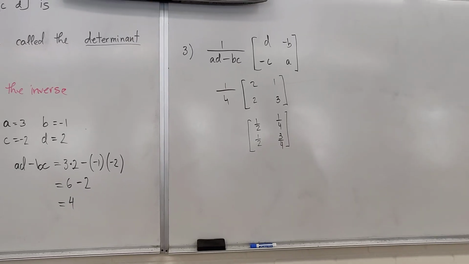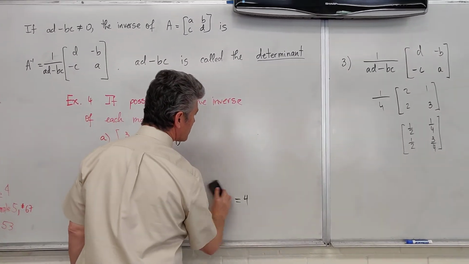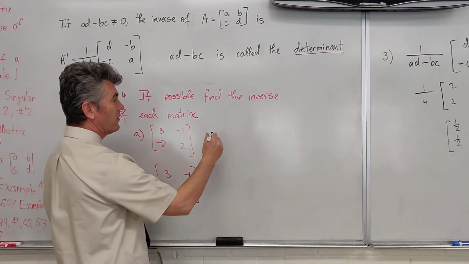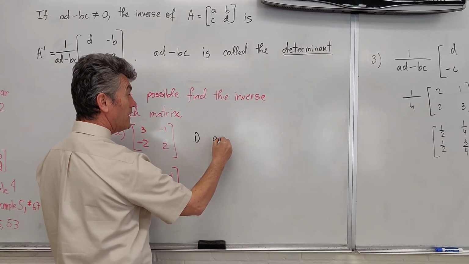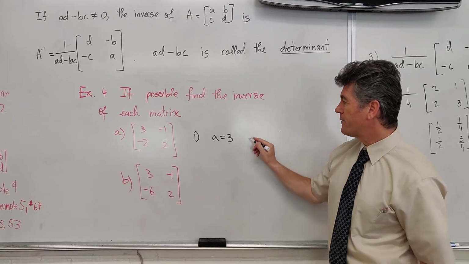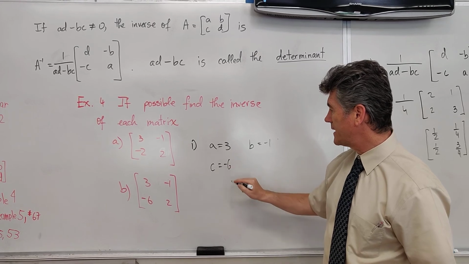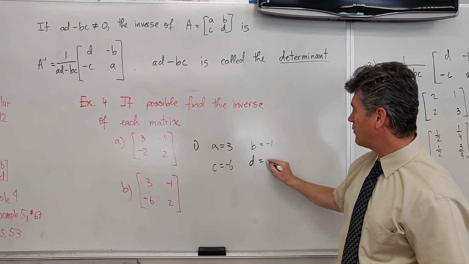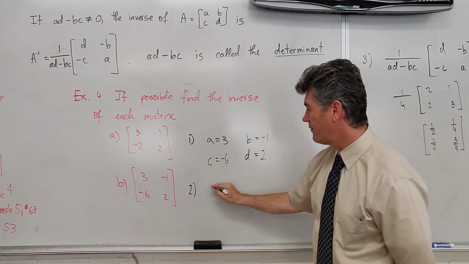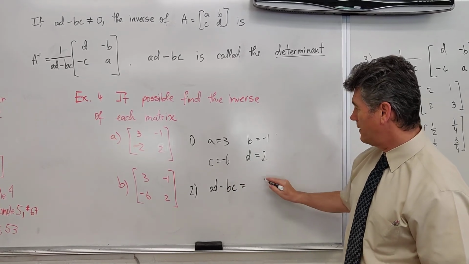Let's now do part B of this example. Same steps, believe it or not. Step number 1, identify your A, B, C, and D. A is equal to 3. Let me move to this side. So A is 3, B is -1, C is -6, and D is equal to 2. Find the determinant. Find AD minus BC.